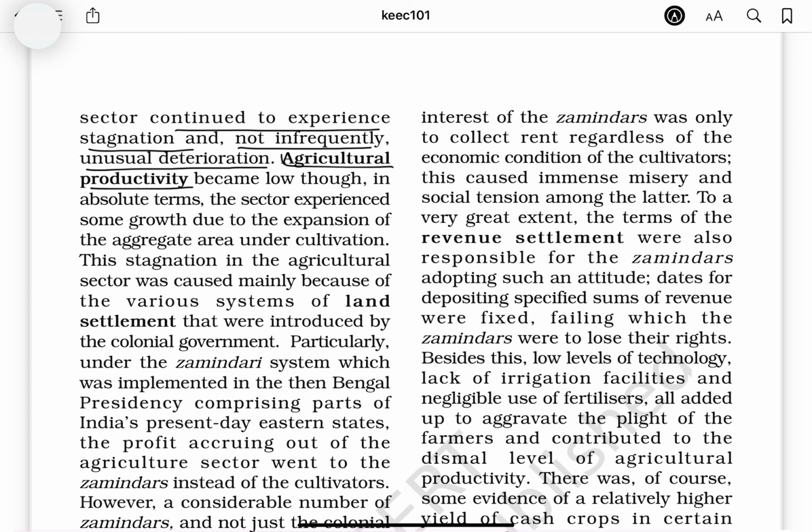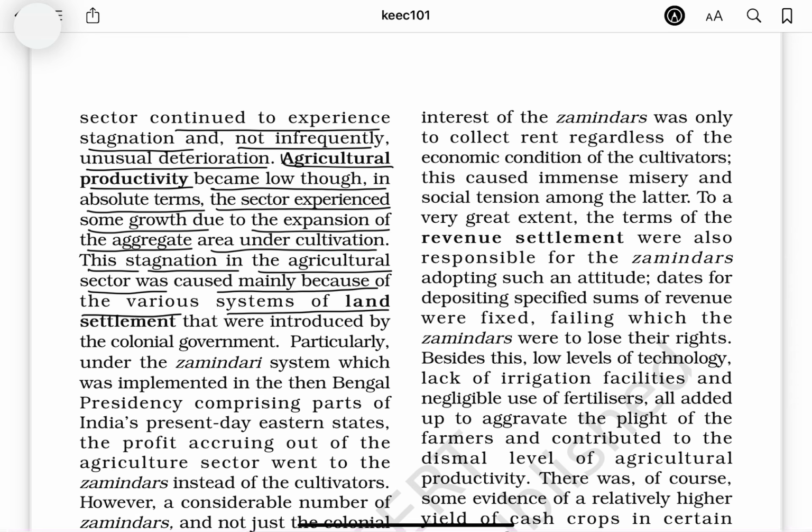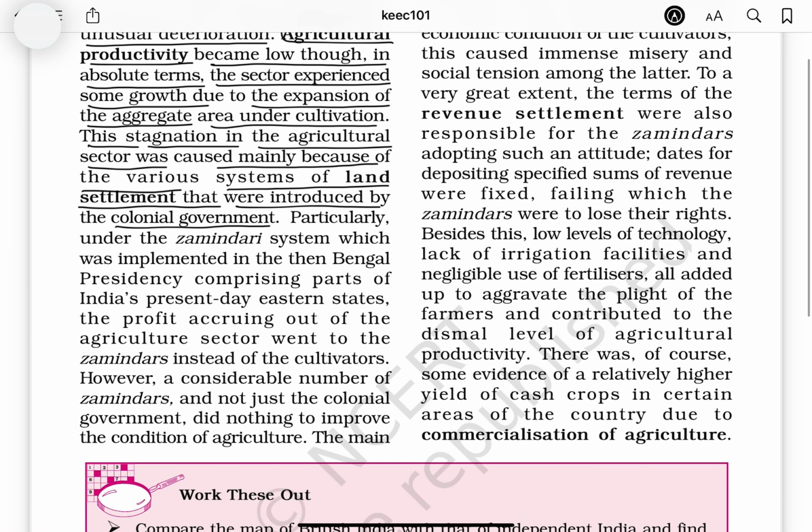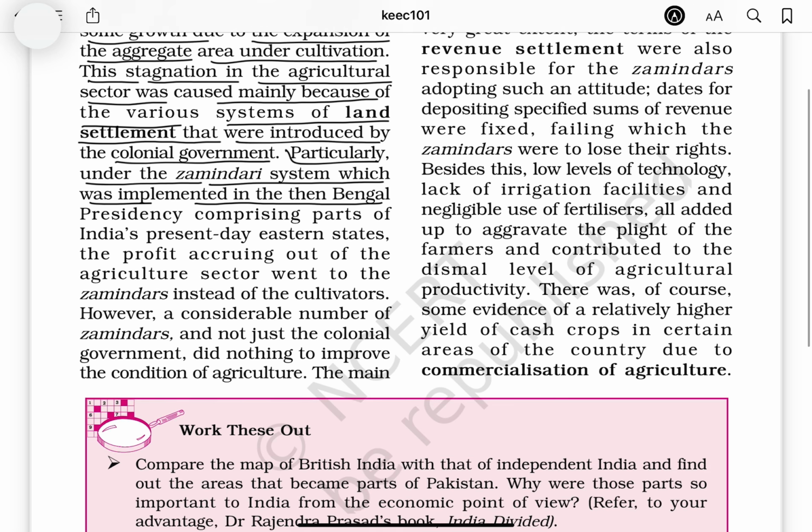Agricultural productivity became low, though in absolute terms the sector experienced some growth due to the expansion of the aggregate area under cultivation. This stagnation in the agricultural sector was caused mainly because of the various systems of land settlement that were introduced by the colonial government, particularly under the Zamindari system, which was implemented in the then Bengal Presidency comprising parts of India's present-day eastern states.